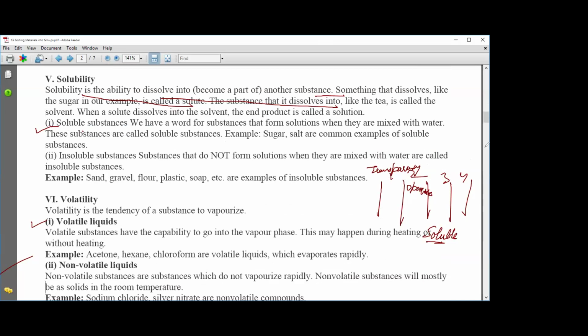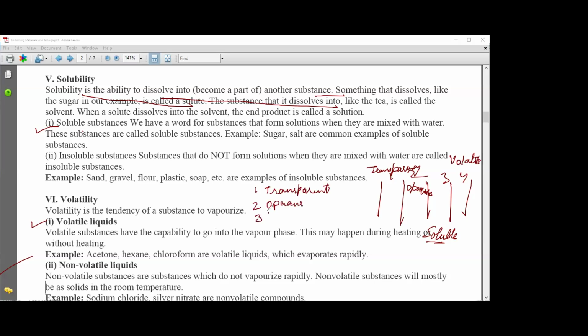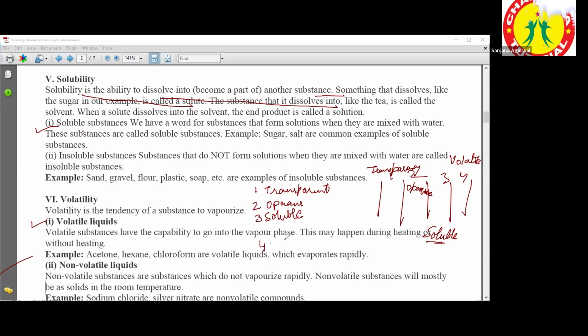Okay, I'm writing the 4 headings properly here. First is transparency. Second is opaque. Ma'am, wasn't the first one luster? I removed that because in today's discussion we have already discussed luster. And the fourth one is volatile. In all these groups, you can include solid, liquid or gaseous material, it doesn't matter.